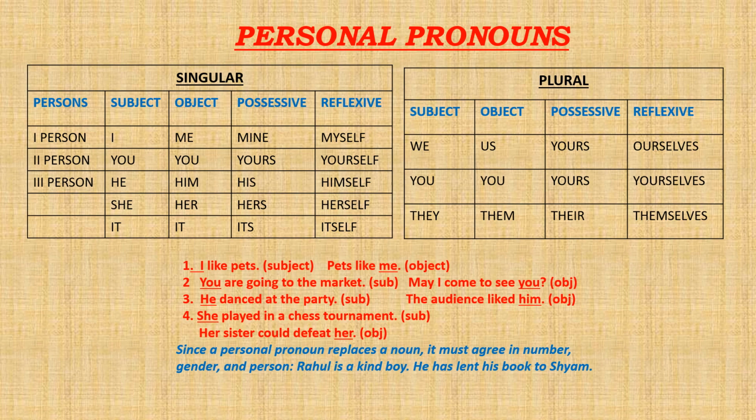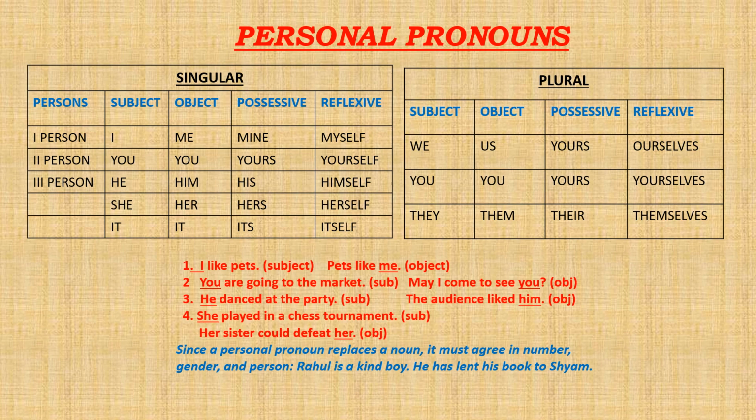Personal pronouns are very important. There are two types, singular and plural. And in each type, there are three persons. First person is I and we. I is singular, we is plural here. Second person is you. So you comes in both the categories, and their possessive forms are also given: mine, yours, like this. Third person, he, and in plural it is they. In singular it could be she also, it could be it also.